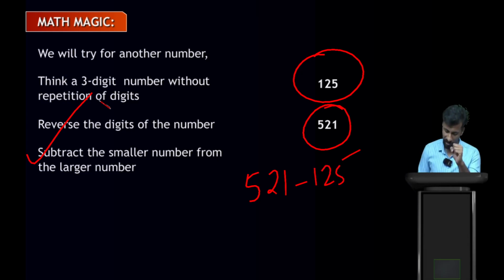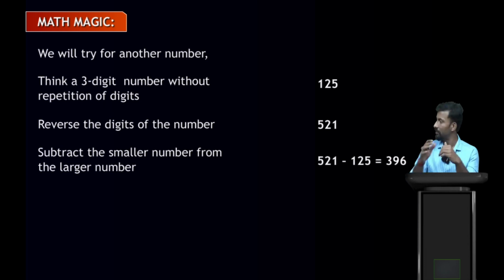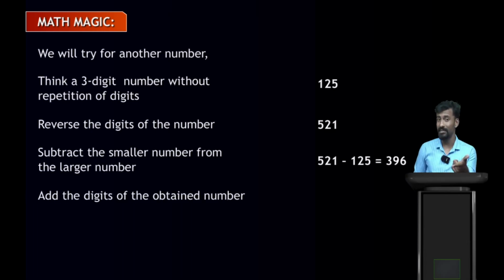So after that, what will we get? We will get 396. Subtract by yourself. So 521 minus 125 will give you 396. Correct? Fine. So now what's the next step?